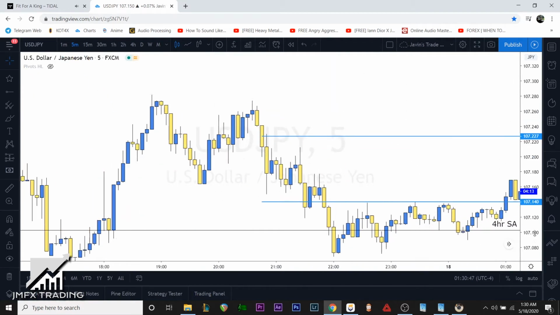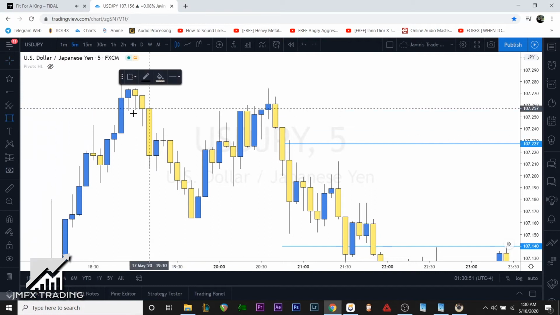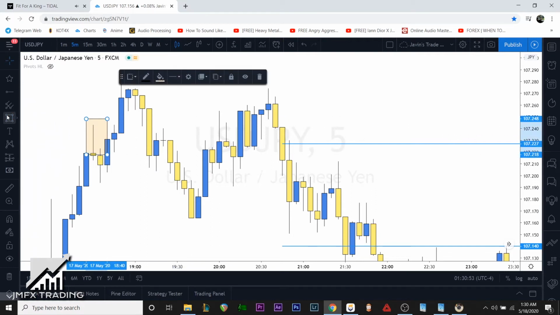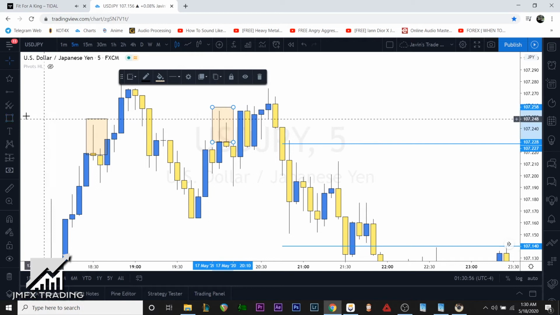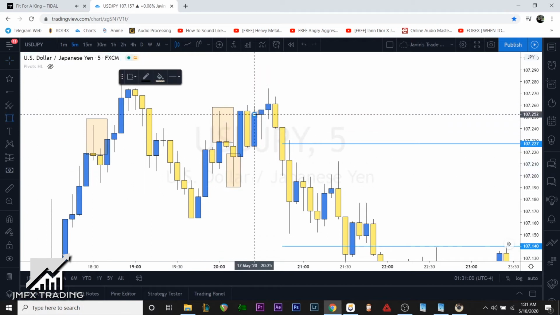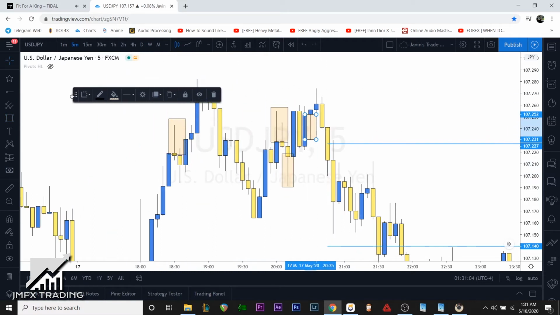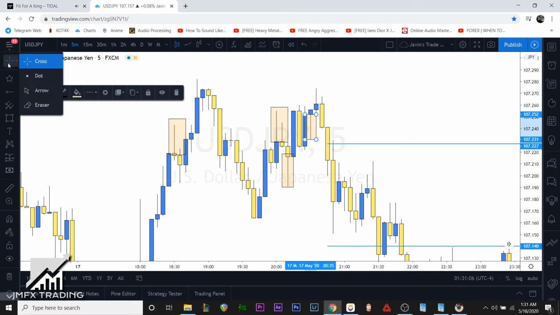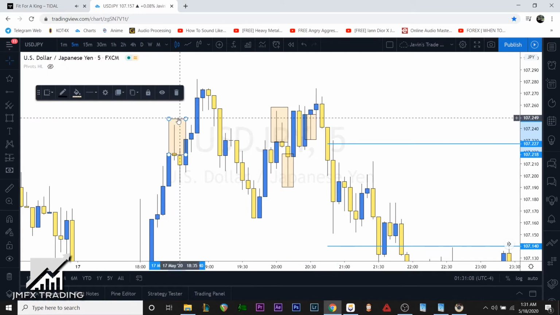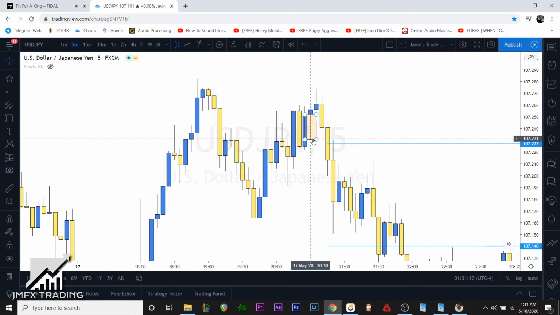Now, when we take a closer look at this double top, you'll notice that a lot of people started entering the market right here, right here, right here, and right here. So this also adds another confirmation to what I already suspect is going to happen, that the market is going to drop because everyone else is starting to see this as well, and they're starting to enter the market.